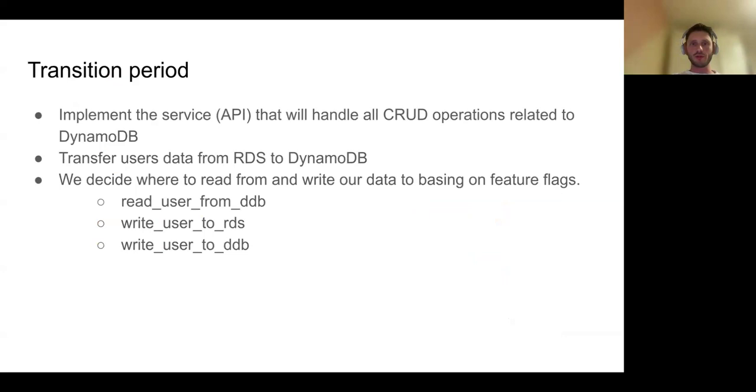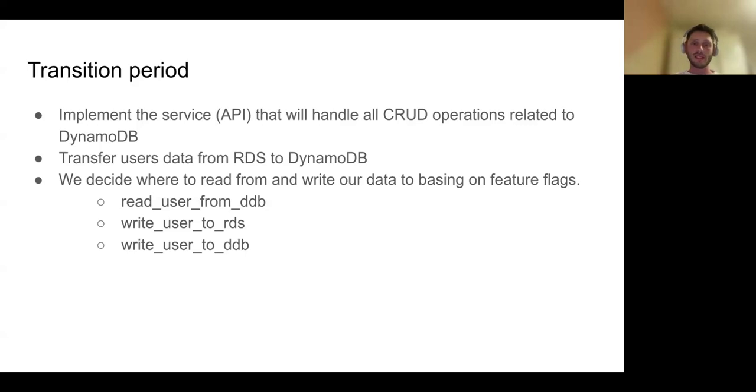Except for the fact that we want to transfer to DynamoDB, we need to have this transition period. As you saw in the previous scheme, we decided to implement a service API that will handle all CRUD operations related to our DynamoDB. And we also need to transfer all users' data from RDS to DynamoDB. This was done. We wrote different scripts that can grab the data from the RDS, transform the data as we want, and transfer this data to DynamoDB.